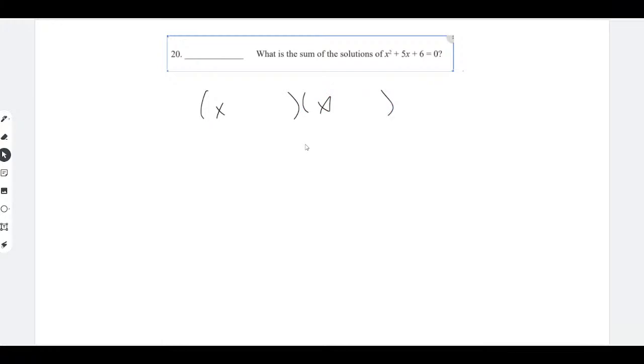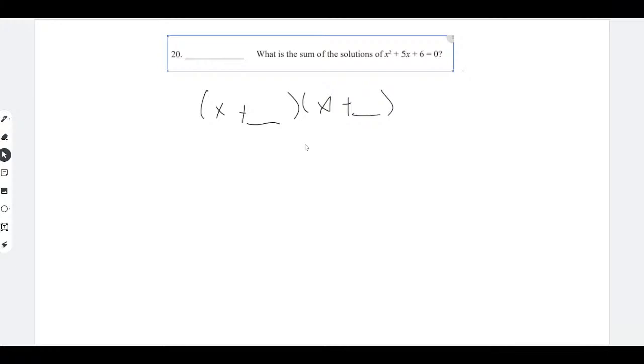And now all you're trying to figure out is these two numbers, right? So we're going to have plus something and plus something. We need these two numbers so that when they multiply together, it gives 6. And when they sum together, they give 5, right?